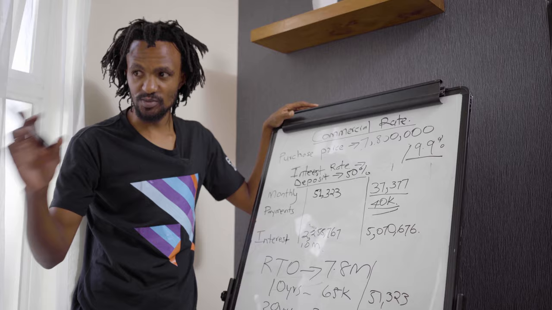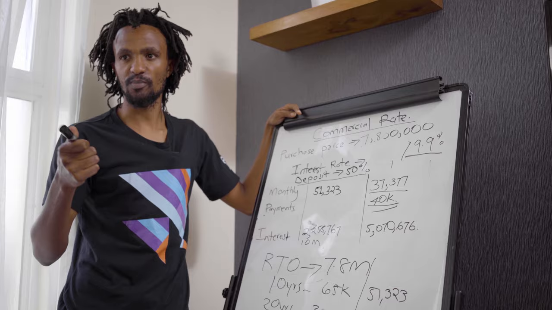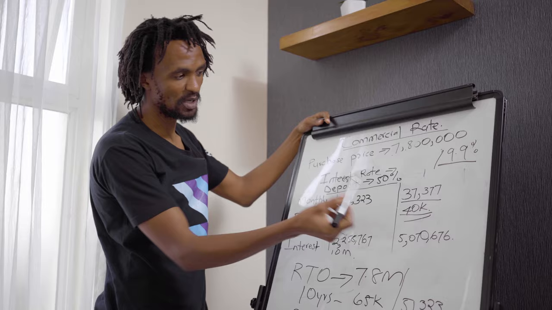How it becomes rent to own is if in this scenario you put a good enough deposit such that your monthly payment matches the rent. And this is particularly for the person who is moving in. They are not renting it out, they are moving in themselves. So if your monthly payment can match the rent, then in a way you can call it rent to own.